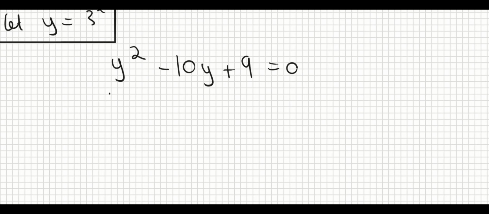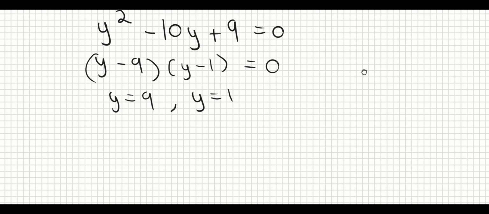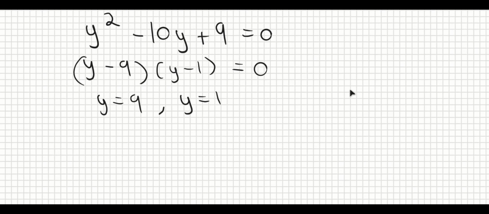So when we factorize this, we're going to get y take away 9 and y take away 1 equals 0. That means y take away 9 equals 0, so y equals 9, and y take away 1 equals 0, so y equals 1. Now we're almost done, but the question wanted us to solve for x. It didn't have any y's. We just put that y to make the question easier for us. So we need to solve for x.